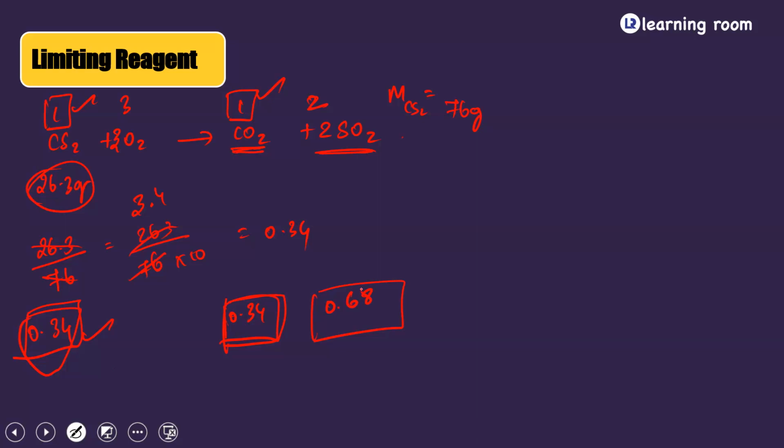You have got the number of moles, into 22.4 will give you the volume. So volume of carbon dioxide formed is 0.34 into 22.4 liters, and volume of sulfur dioxide formed is 0.68 into 22.4 liters. Add these two, you will get the total volume of the gases. Clear? புரிஞ்சுதா புரியலையா? புரியுதுன்னு நினைக்கிறேன். That's it. Any doubts?